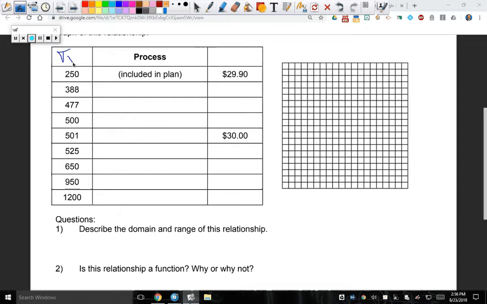Okay? So, let's go ahead and look at the table of how we build this. And we're going to start by putting the texts, where the number of texts are right there, which is our x input variable. And we're going to put the monthly bill, which is our y output value, which is what you see there at $29.90.